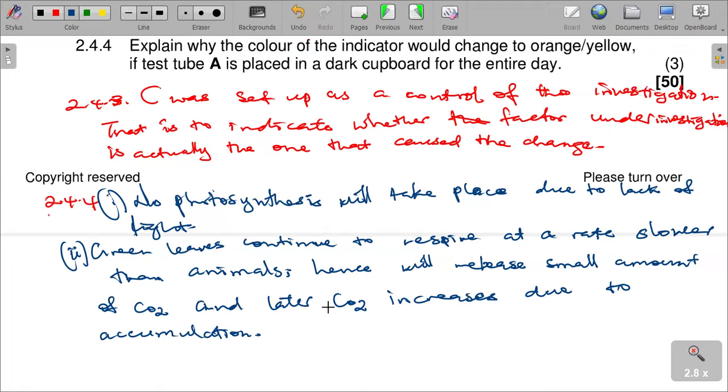Explain why the color of the indicator would change to orange or yellow if test tube A is placed in a dark cupboard for the entire day. As you can see, these are the possible reasons which are causing that. These are the possible reasons that you should take note of. And then let's just quickly go to the next question.